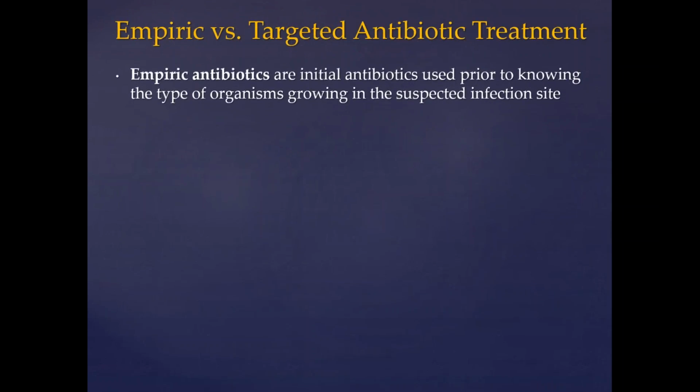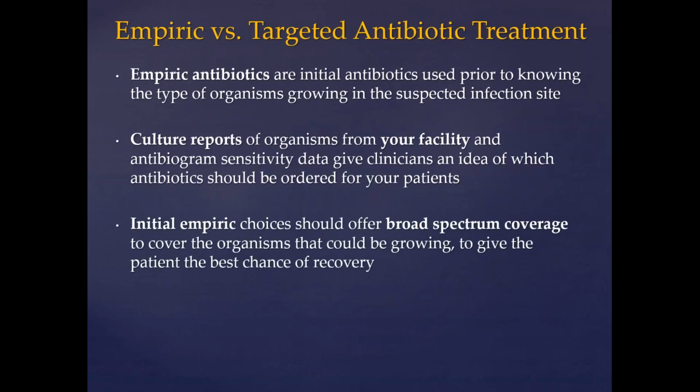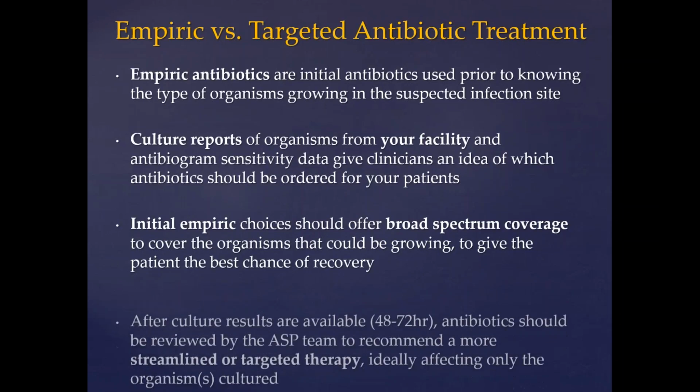So now we're going to talk about empiric versus targeted antibiotic therapy. Empiric antibiotics are the initial antibiotics that are used prior to knowing the type of organism that is in the suspected infection site. The culture results of the organisms from our facility, in combination with the antibiogram sensitivity data, give clinicians an idea of which antibiotics should be ordered for their patients. Initial empiric choices should offer broad spectrum coverage to cover the organisms that could be growing and to give the patient the best chance of recovery.